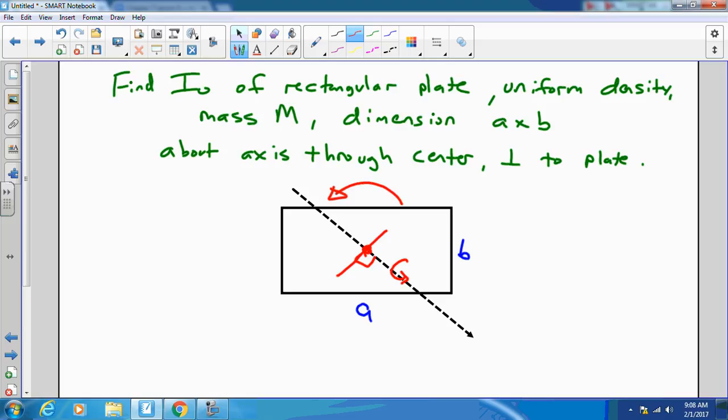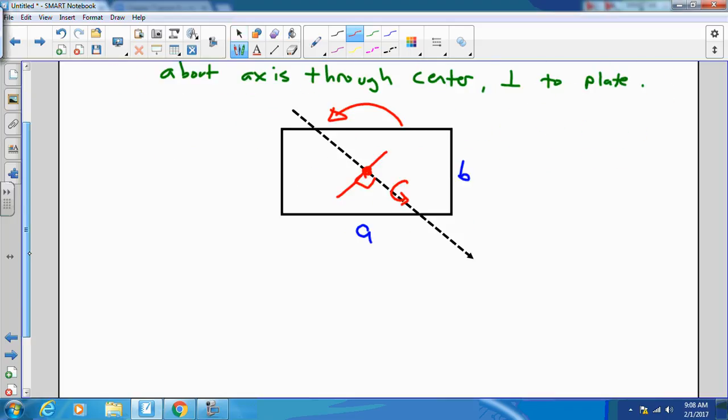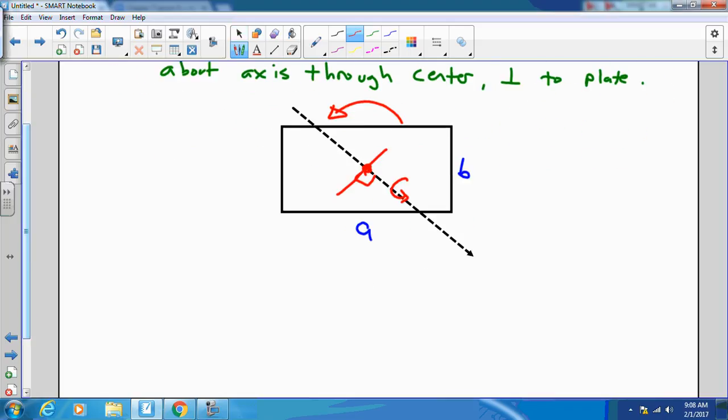The reason this is tricky is that you're going to be tempted to think about this as this revolution right here, about an axis through the middle. That would be 1/12 ma squared. Yeah. Right. This is not that. This is about an axis that is completely perpendicular to the plane. And we're going to get a completely different result.